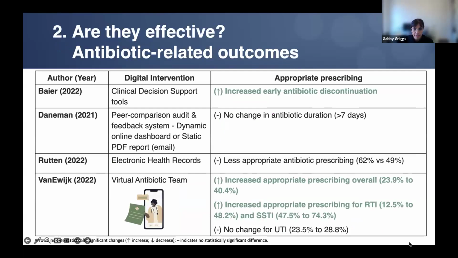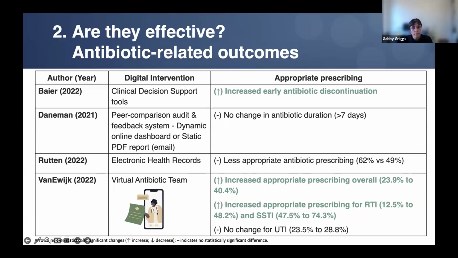So when we looked at whether these tools were effective in improving antibiotic prescribing, that's how we answered the question, are they effective? Across the 4 studies that assessed antibiotic-related outcomes, the results were mixed. 2 studies showed improvements in inappropriate prescribing, and I'll walk through these examples in more detail shortly.